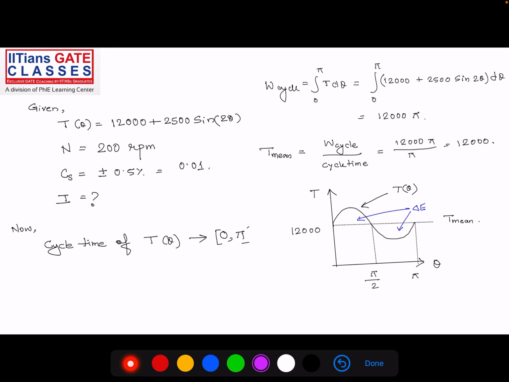So what is the T mean? We know that T mean is equal to work done in one cycle divided by cycle time, right? It is 12,000 pi divided by pi. Cycle time is pi, so it is equal to 12,000, right?